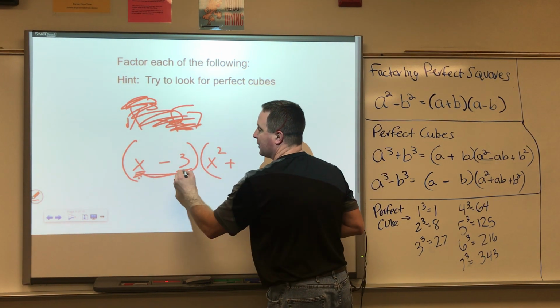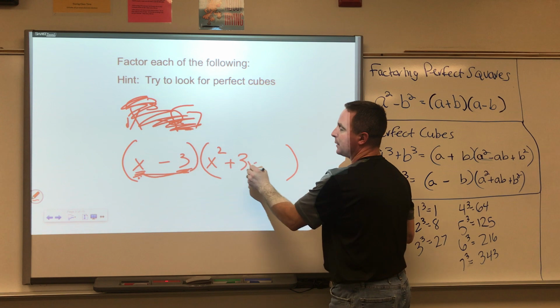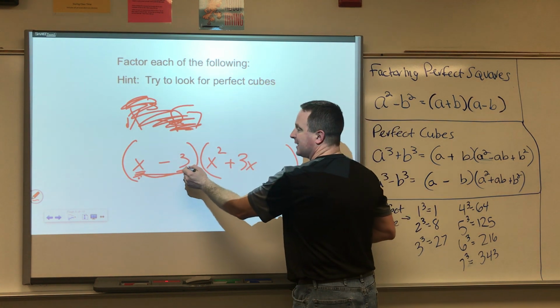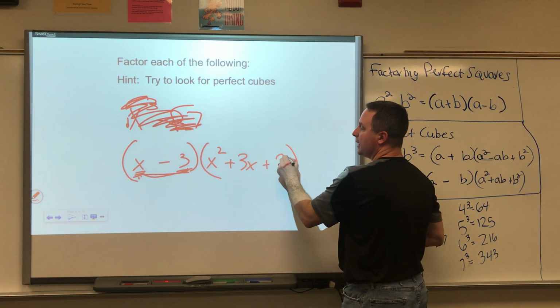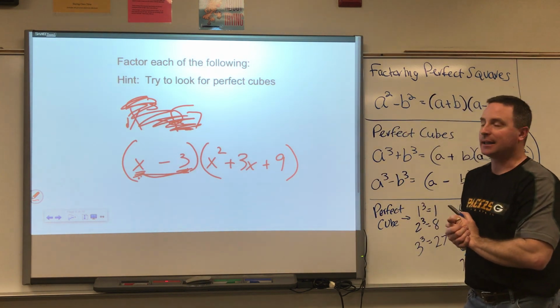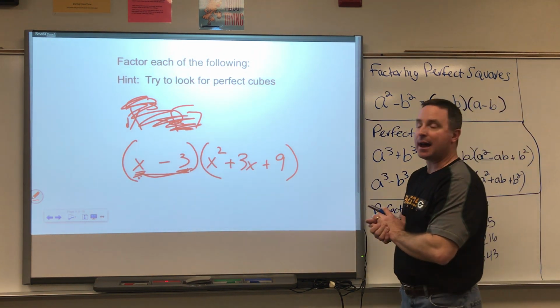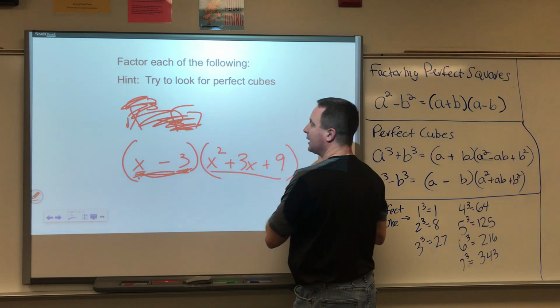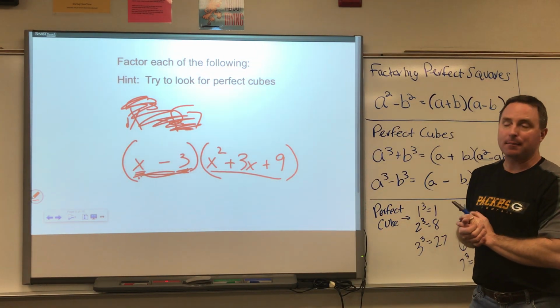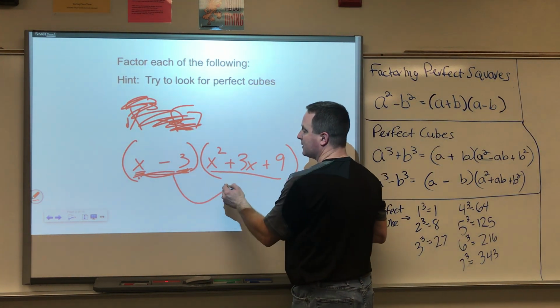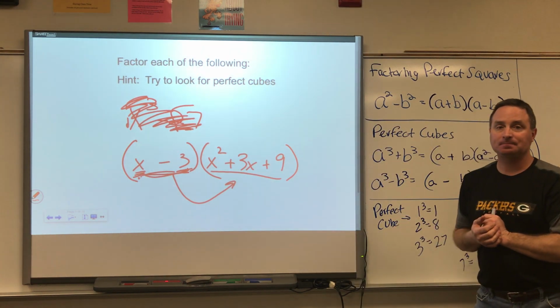Then I multiply the two together. 3 times x is 3x. And I square the last number. Negative 3 squared is always going to be a positive number, and it's positive 9. And there we have it. There's our little piece and our big piece. I'm hoping you see how we use the little piece to make the big piece.